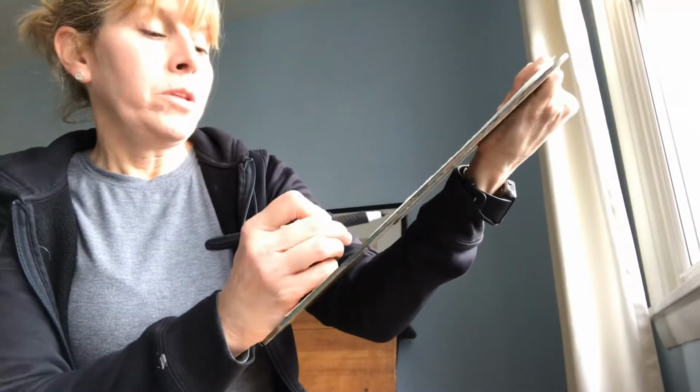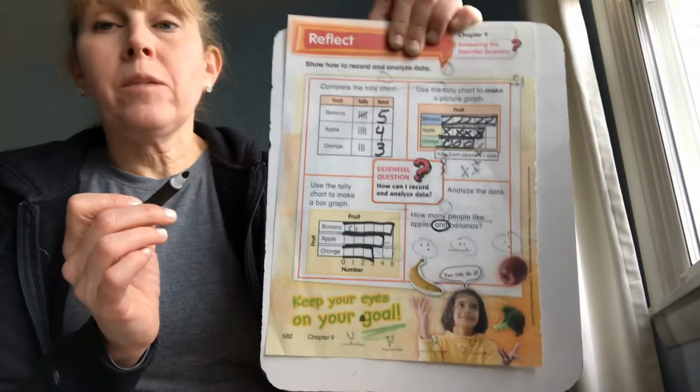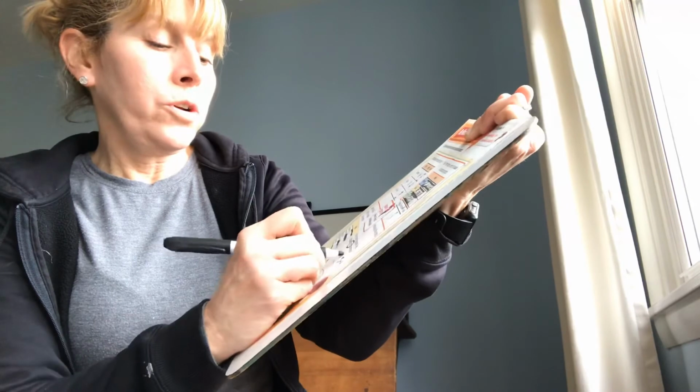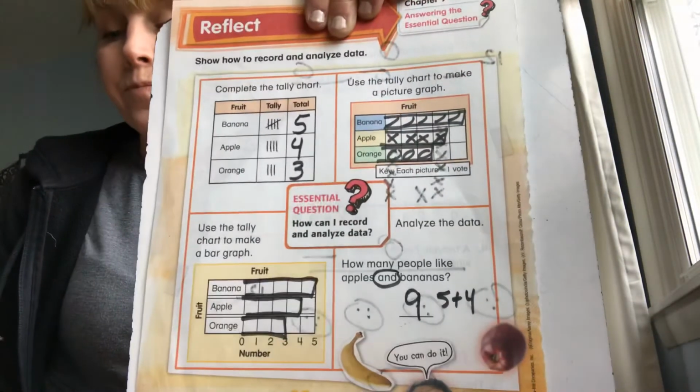Okay, and then how many people like apples and bananas? When I see and, I'm going to add. So apples and bananas would be 5 plus 4, and that's a near doubles. That equals 9.